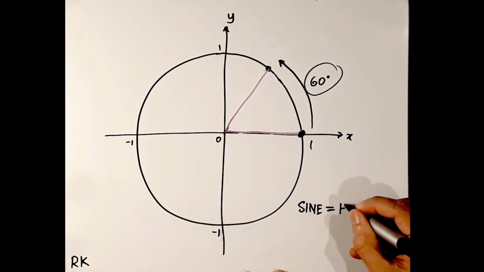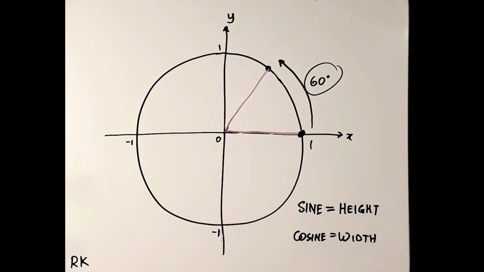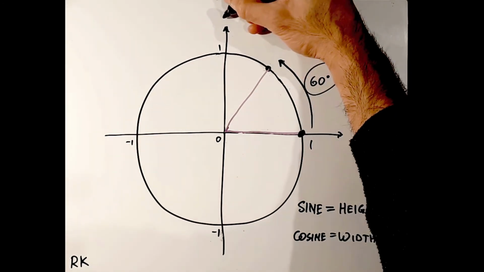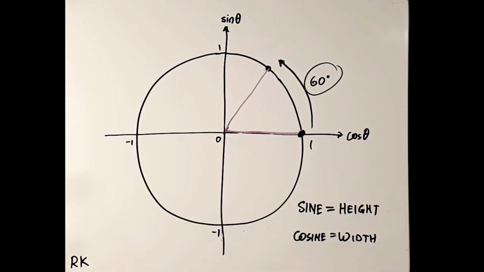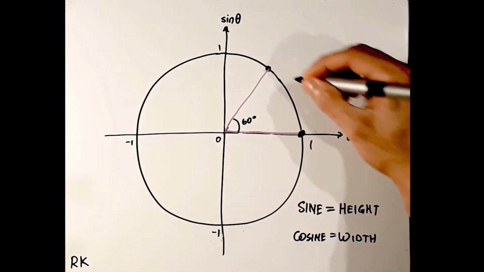Firstly, sine means height, and cosine means width. This means we can replace y for sine theta and x for cos theta. If you wish to learn more about why that is, please have a look at my video explaining sine and cosine. Links in the description.